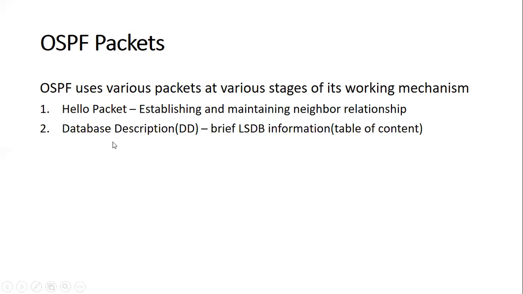So the first thing the routers do is they do not exchange the complete link state information. They start by giving a database description. A database description is like a table of contents in a book. When you open a book, it gives you a brief description of each chapter.